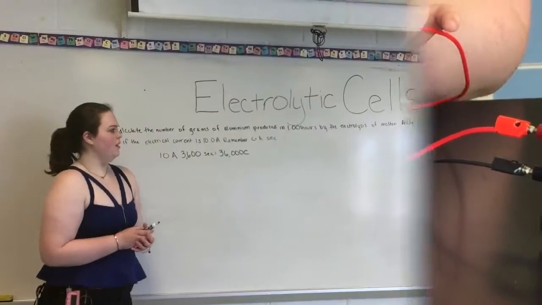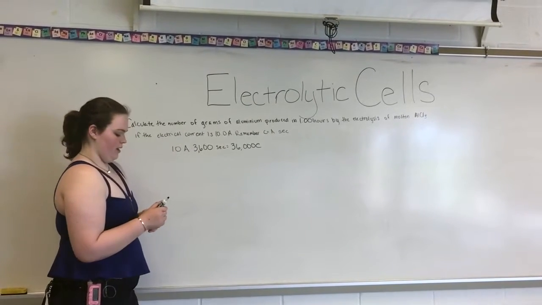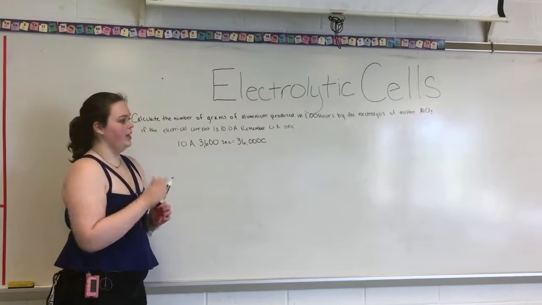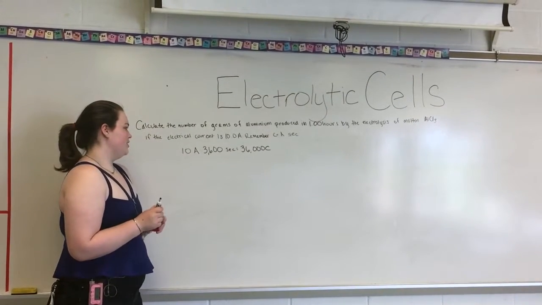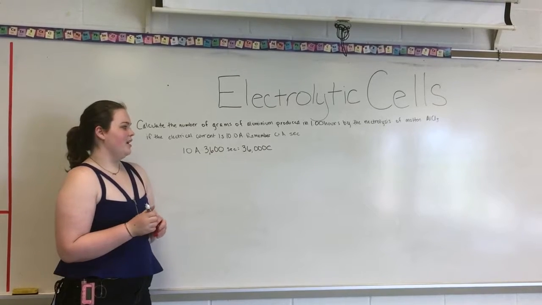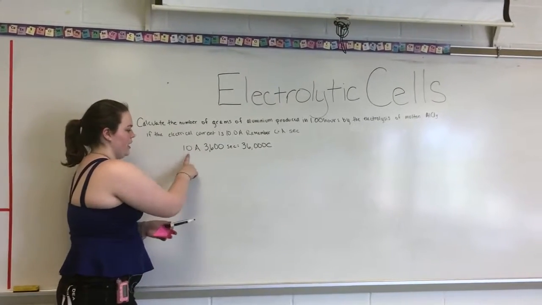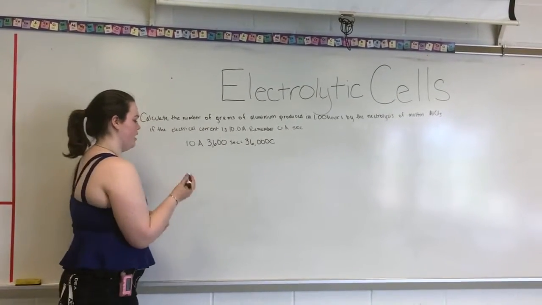Okay. So we're going to show you how to do an electrolytic cell calculation. And so our question was to calculate the number of grams of aluminum produced in 1 hour by electrolysis of molten AlCl3 if the electrical current is 10 amperes. And remember that coulombs equals amperes times seconds. So we had 10 amperes times 3,600 seconds is 36,000 coulombs, and that's where we're going to start.